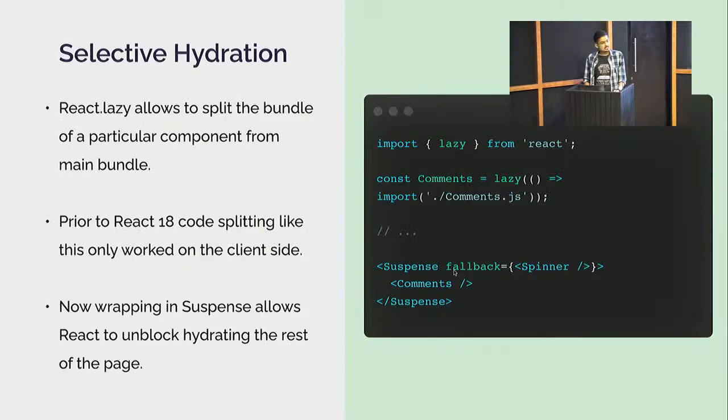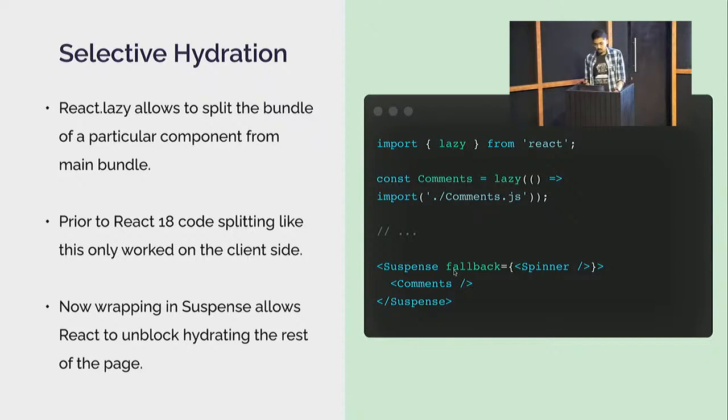Okay, and the next thing is selective hydration. So what selective hydration means is, if you have ever built a React app, you must have used react.lazy. react.lazy allows you to split the bundle of a particular component from the main bundle, and prior to React 18, code splitting with React Lazy only worked on the client side. So you couldn't do it on the server. You had to do the whole render to string and then convert the HTML output.